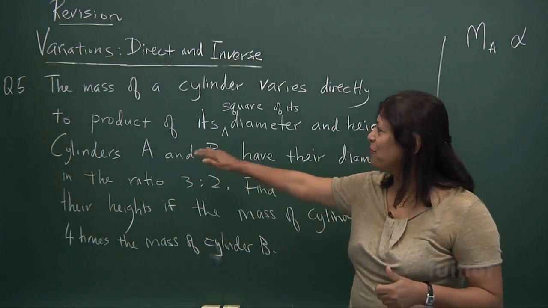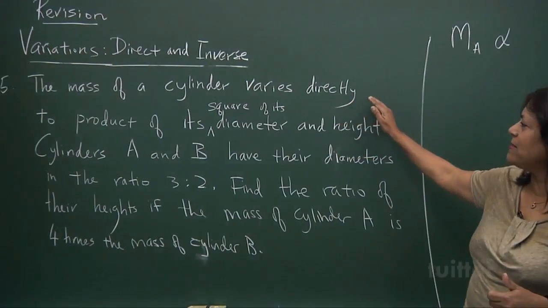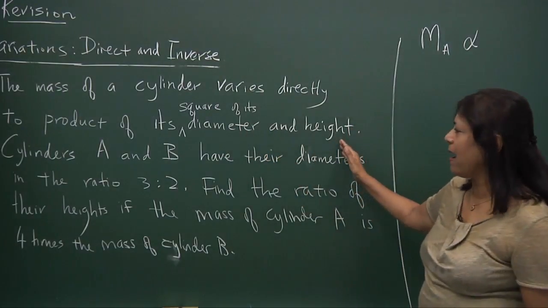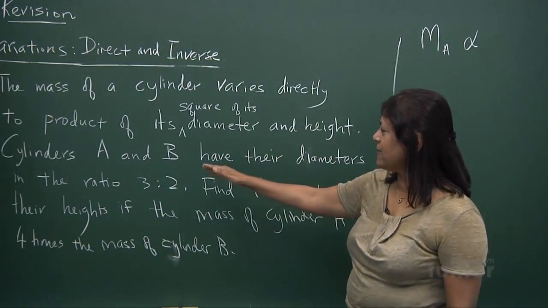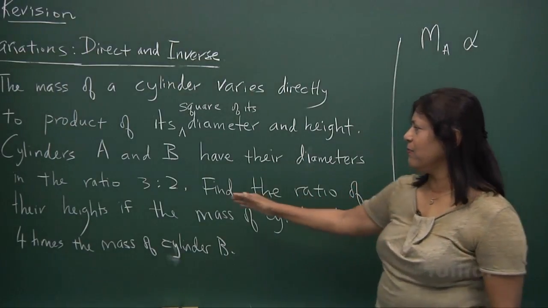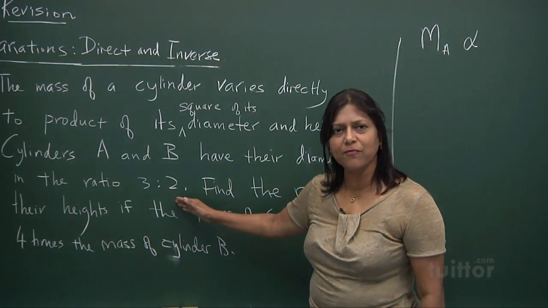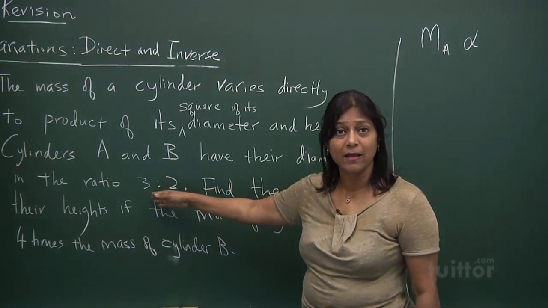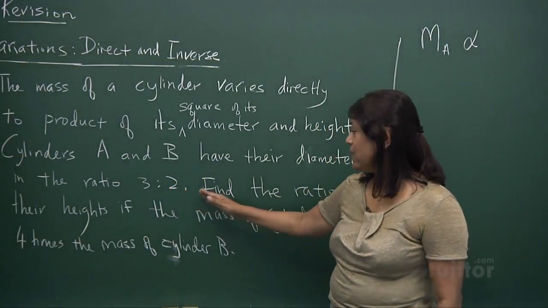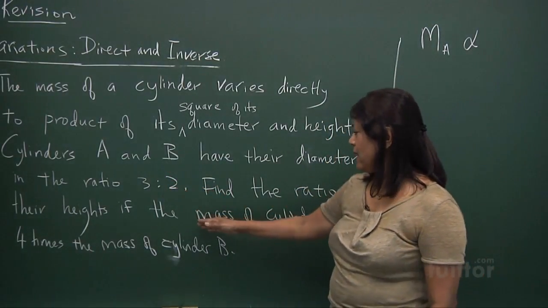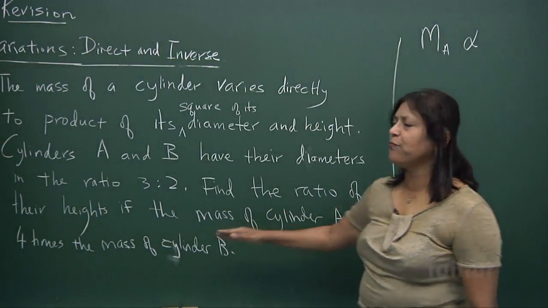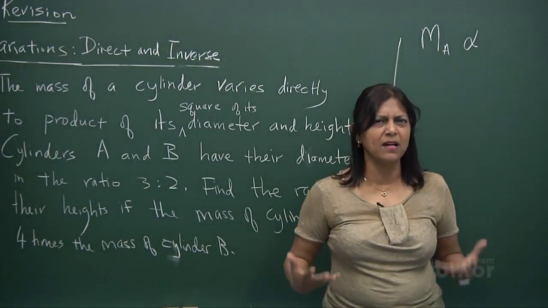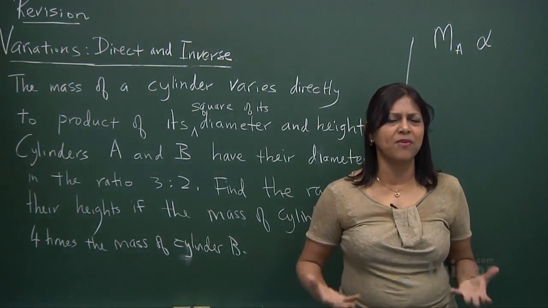So let's look at this beautiful sum. The mass of the cylinder varies directly to the product of the square of its diameter and height. Cylinders A and B have their diameters in the ratio of 3 to 2. Now can you tell me from one look which cylinder is bigger? Yes, cylinder A looks bigger. Let's go on to find the height. Now find the ratio of their heights. If the mass of cylinder A is 4 times the mass of cylinder B, who's bigger? Cylinder A, heavier. So definitely for the height there is also a certain ratio.